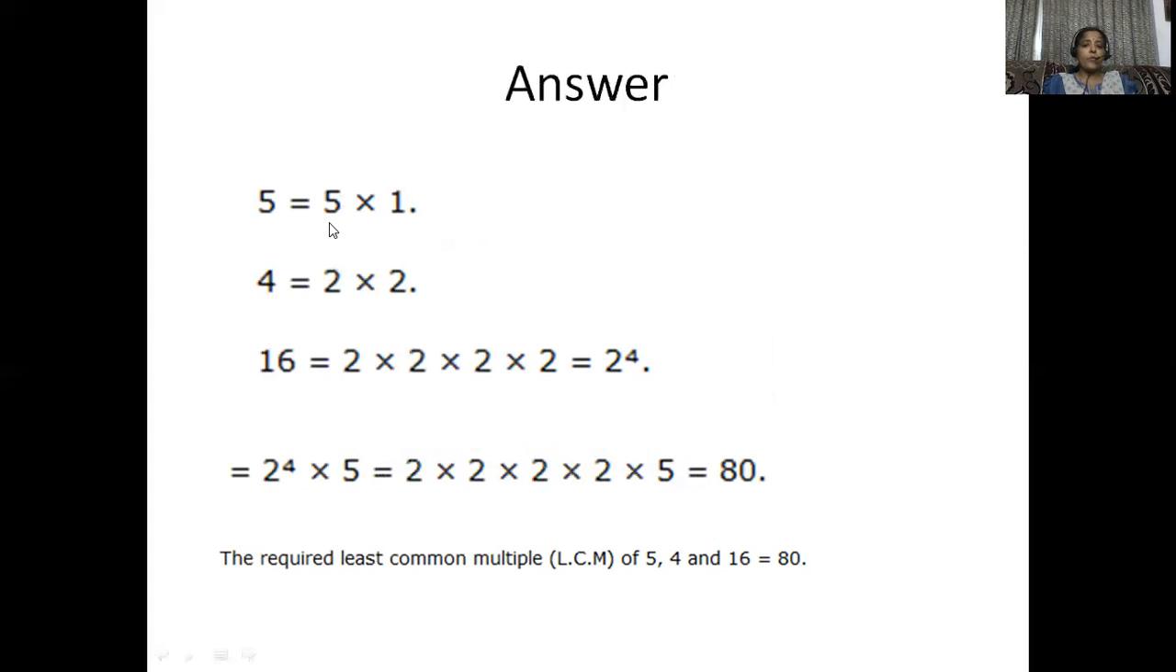For the LCM, I'm going to write the 5 as such. You have here 2 square, and here you have 2 power 4. Which is greater? 2 power 4. So I'm going to include only 2 power 4. So 2 power 4 into 5, that is 2 into 2 into 2 into 2 into 5, which is 80. So the LCM of 5, 4, 16 is 80.